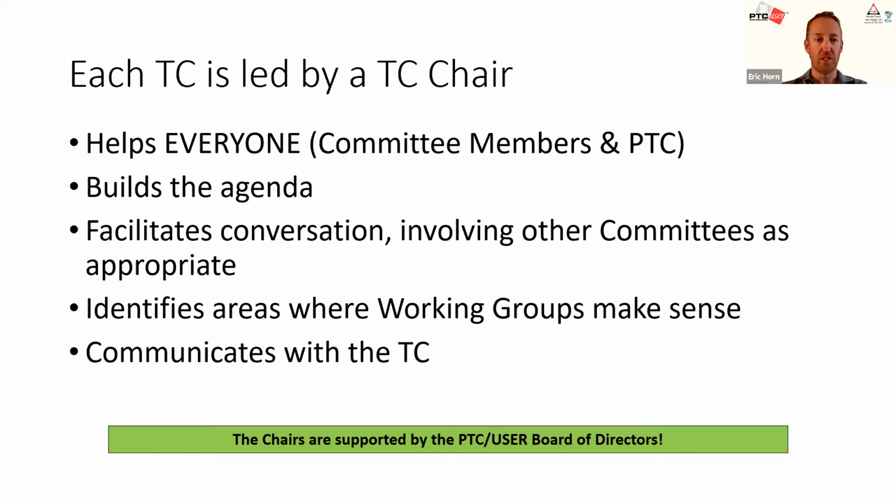A TC is led by a TC chair. It's the one person who helps drive things, making sure everything stays on track, meetings are regularly happening, and communication is happening with PTC. The TC chair is also the voice to the PTC user board as far as how things are going. Are there ways that we can improve? The board can only cover so much, the community is big and very diverse, and it helps to have the TC chairs to help facilitate that.